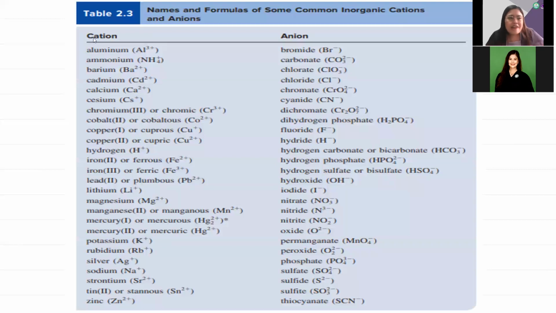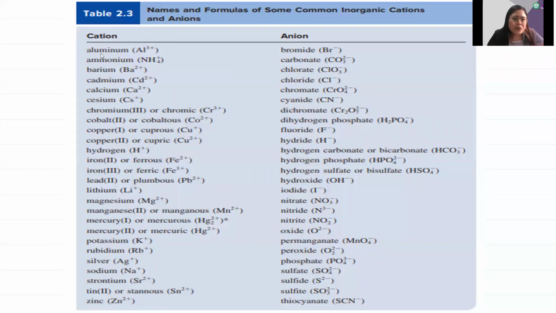Okay, so we have this table for our ions class, cations and anions. As you can see on the left side, we have the positively charged elements. Most of them are metals except for ammonium, of course. And then there are metals class na dalawa ang charge. So kung dalawa ang charge, kagaya ni where is iron? We have iron here, iron 2 or iron 3. Yun yung gagamitan natin class ng Roman numerals.